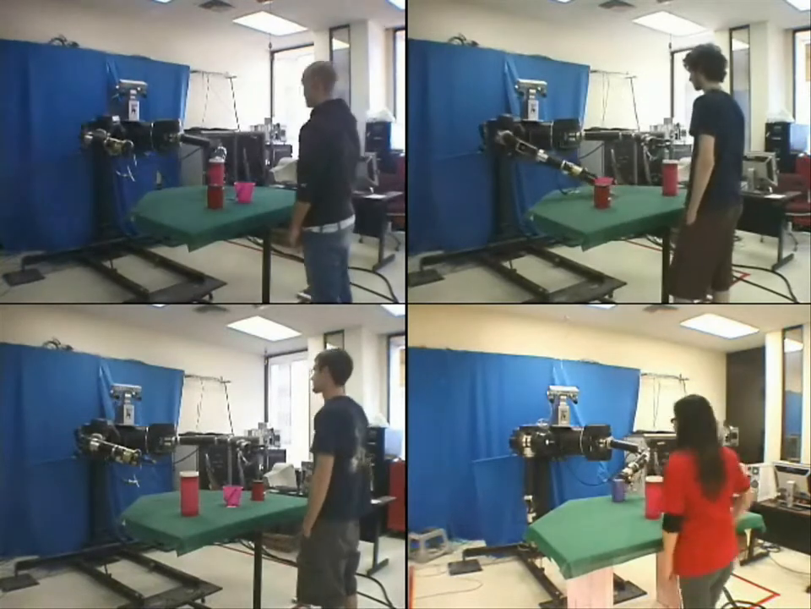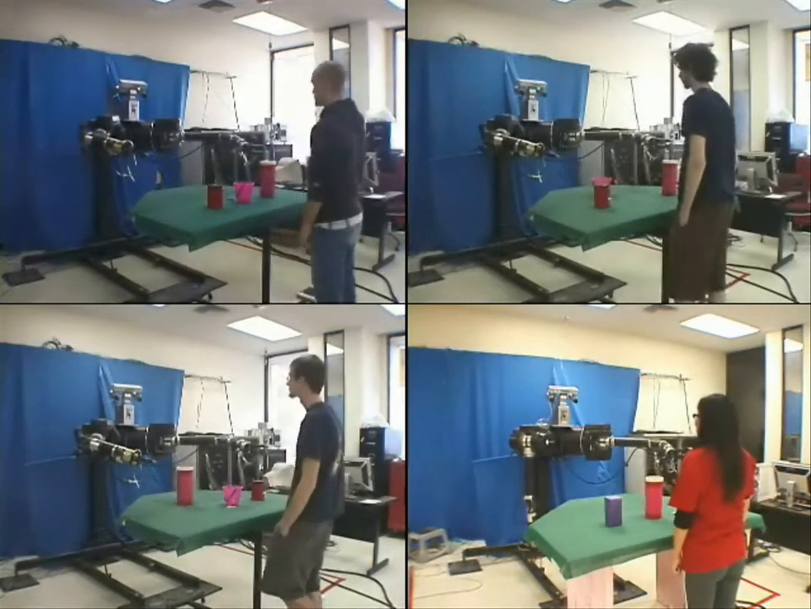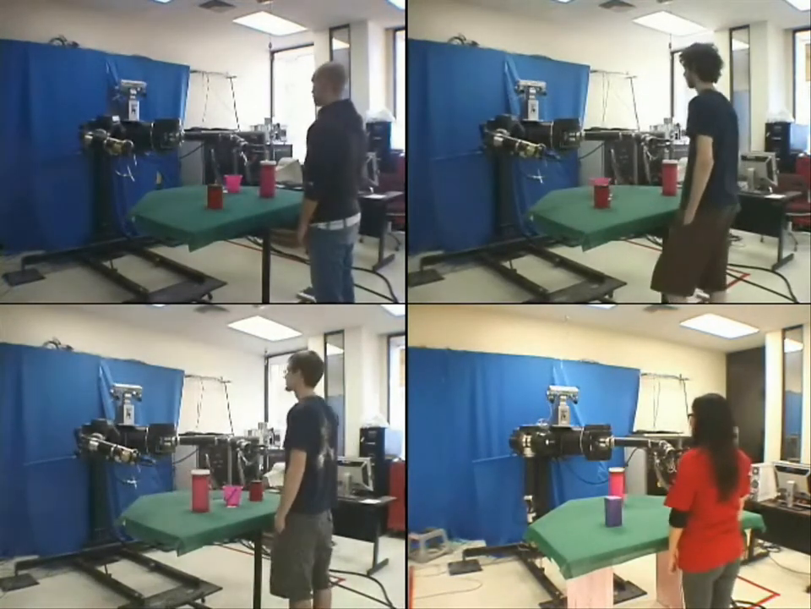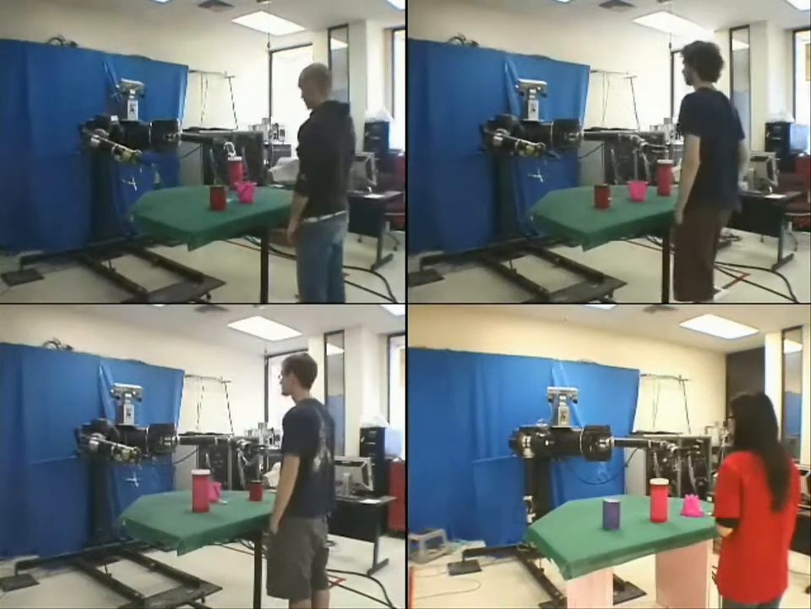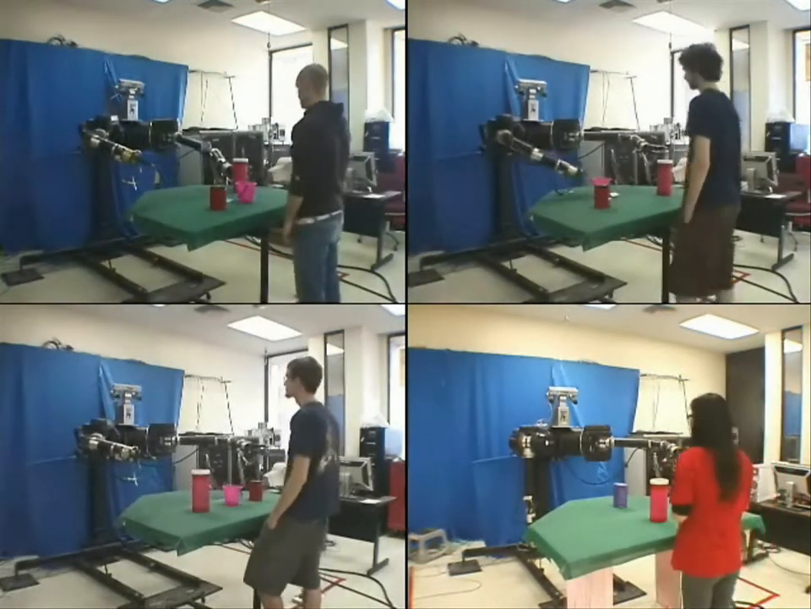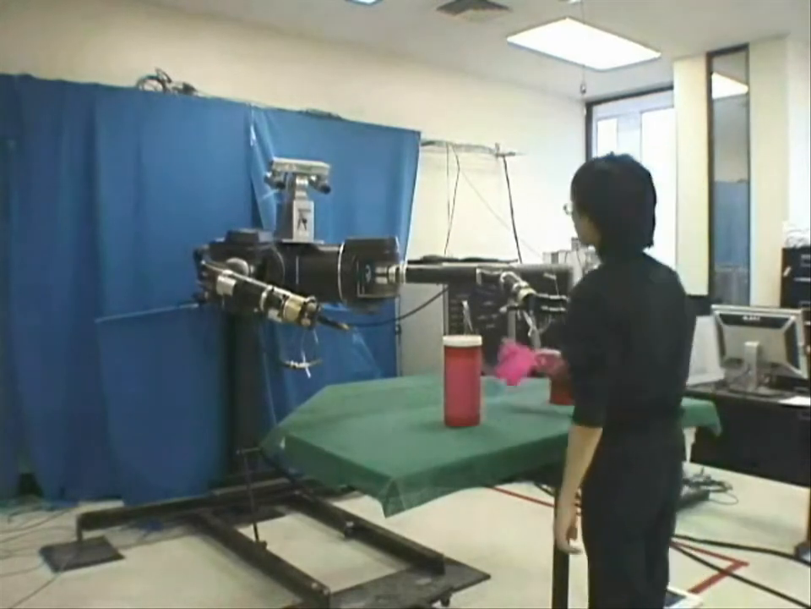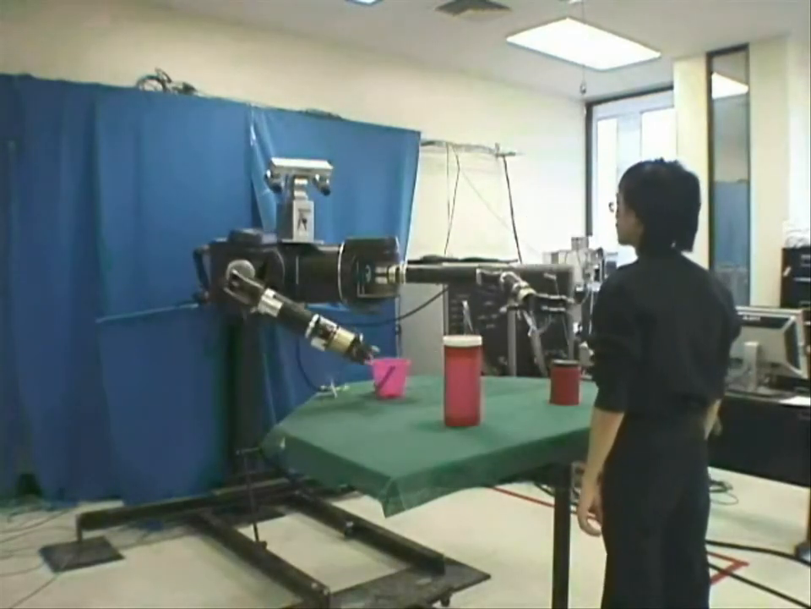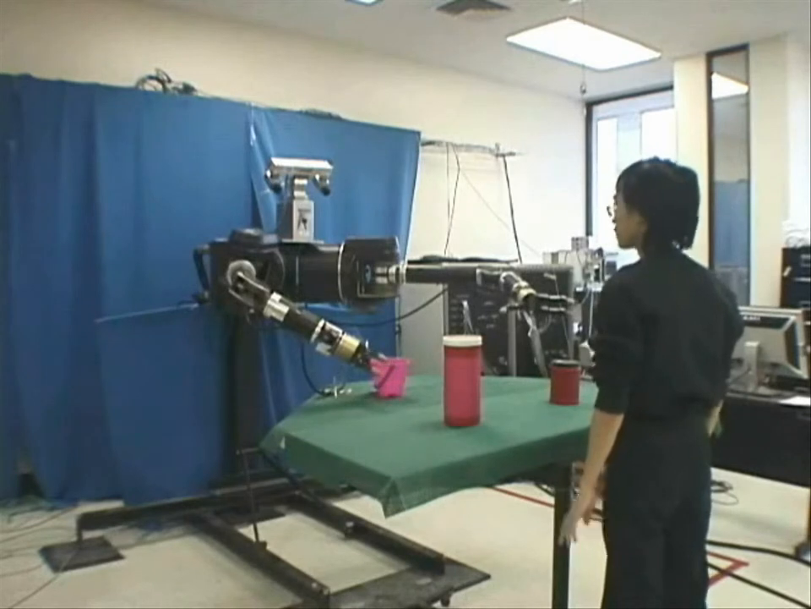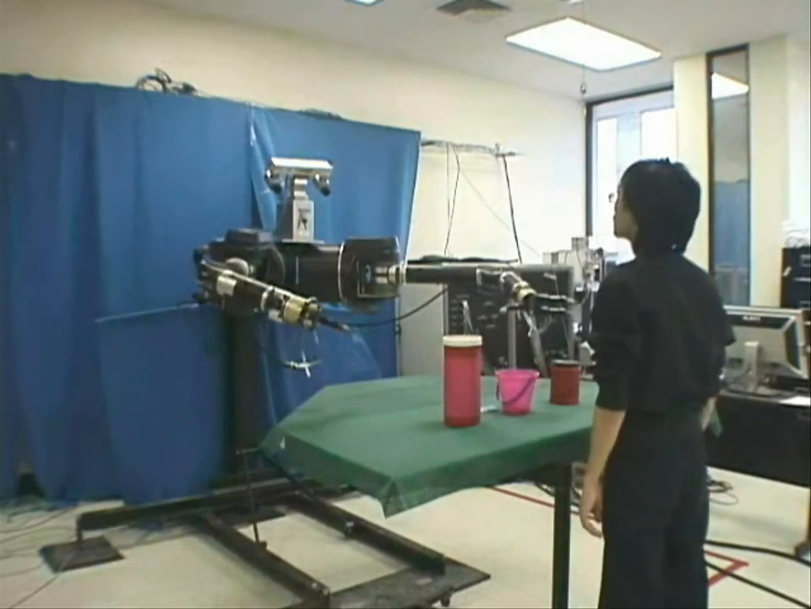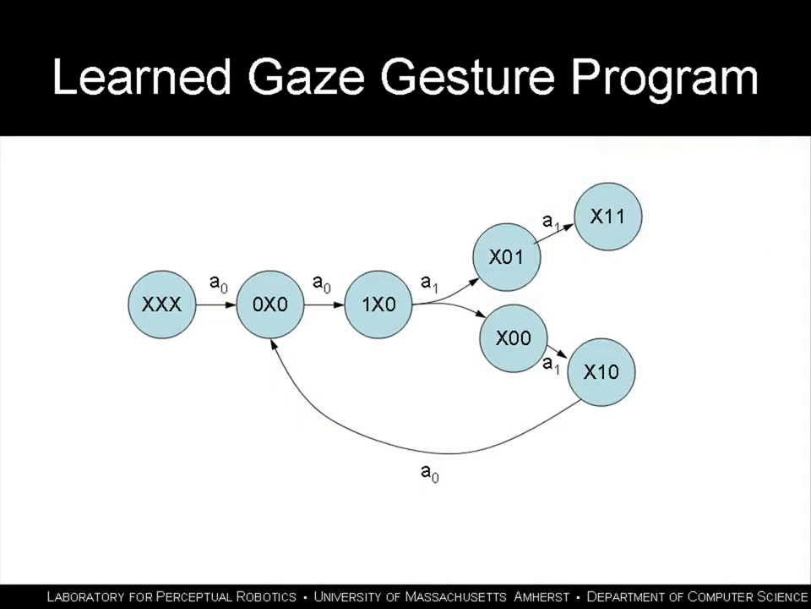In this stage, Dexter tries to find actions for persuading benevolent humans to move the desired object closer, using its head motions alone. After interactions with 10 different subjects, Dexter was able to learn a simple program that uses alternating gazes as a means of acquiring assistance from the human subject. The resulting policy is as shown in this diagram.